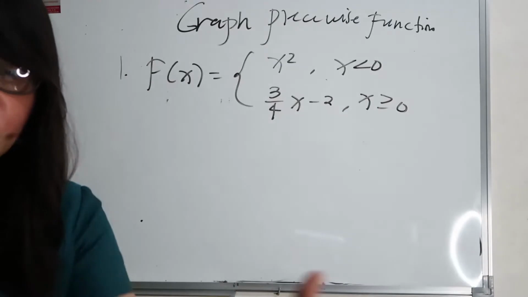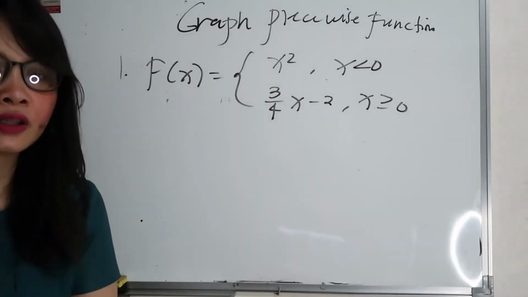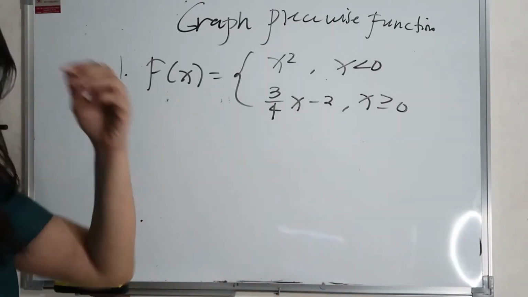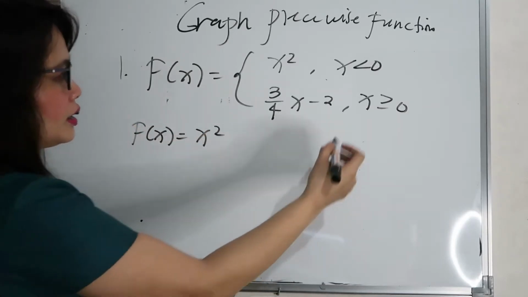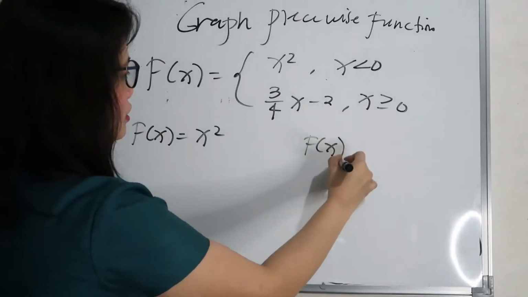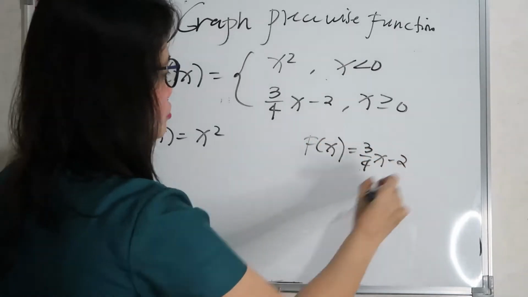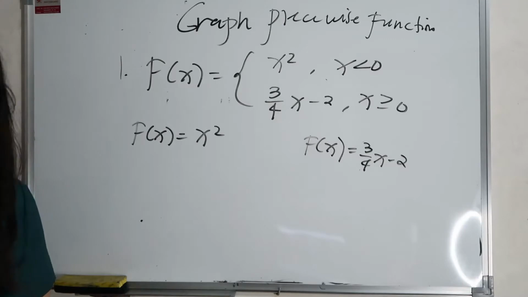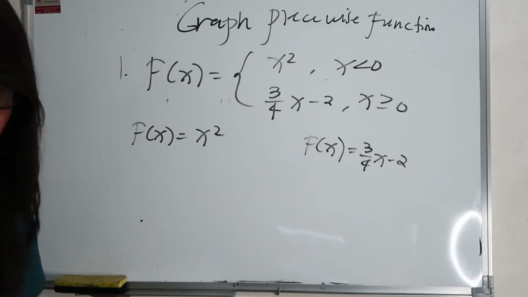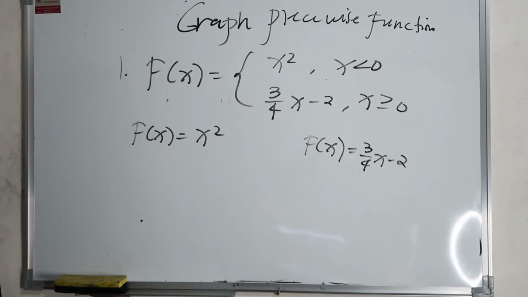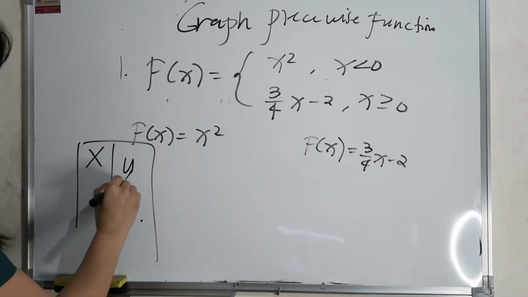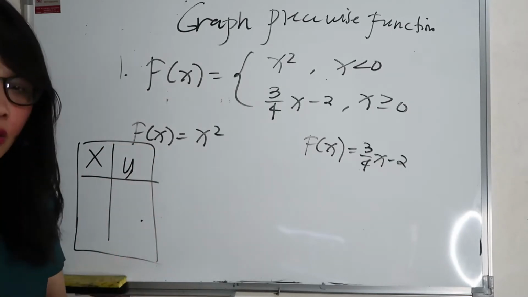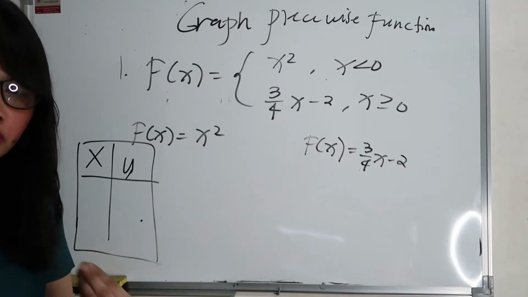So to graph a piecewise function, first we need to identify the first function and then the second function. Your first function is f of x equals x squared, and the second function is f of x equals 3/4 x minus 2. To graph a piecewise function, you need to make a table of values. For the first function, we need to come up with the table values. But the question is, what particular x values do we need to write?